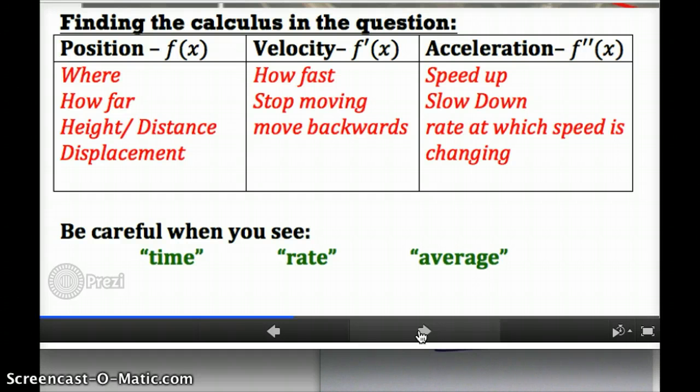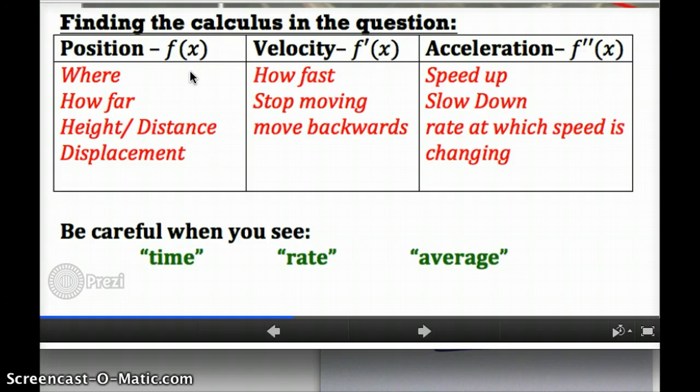and trying to figure out how to set it up, you want to orient yourself to certain keywords. Words like where, how far, height, distance, or displacement are words that are keying you into the fact that you're probably going to be working with the original function, the position function. Words like how fast, or when does it stop moving, or at what time is it moving backwards, are asking you about the velocity. Speed could also be asking about velocity.